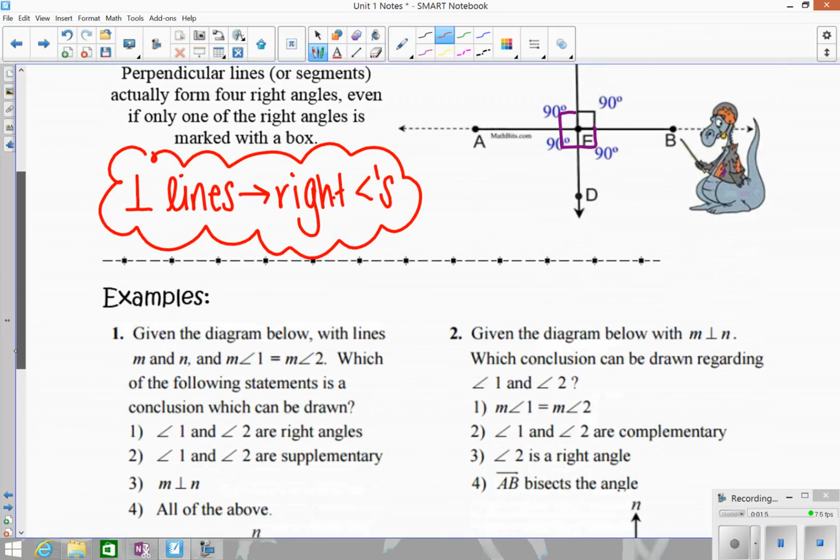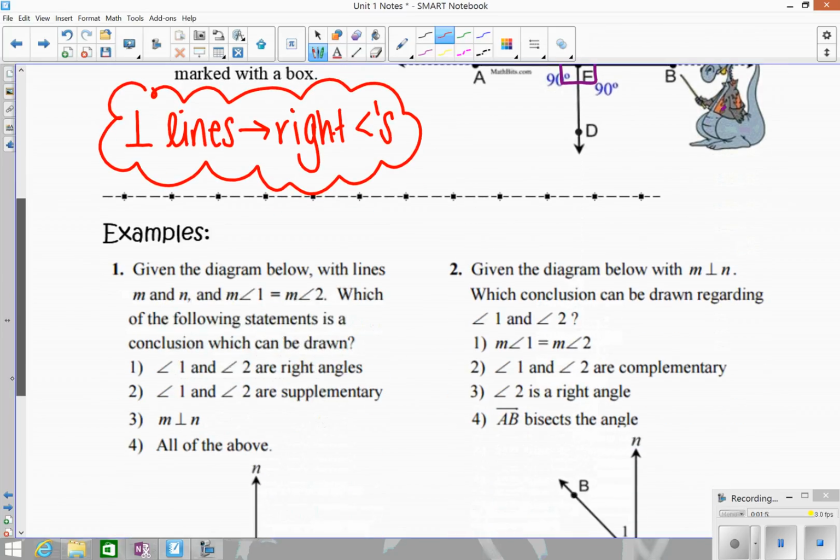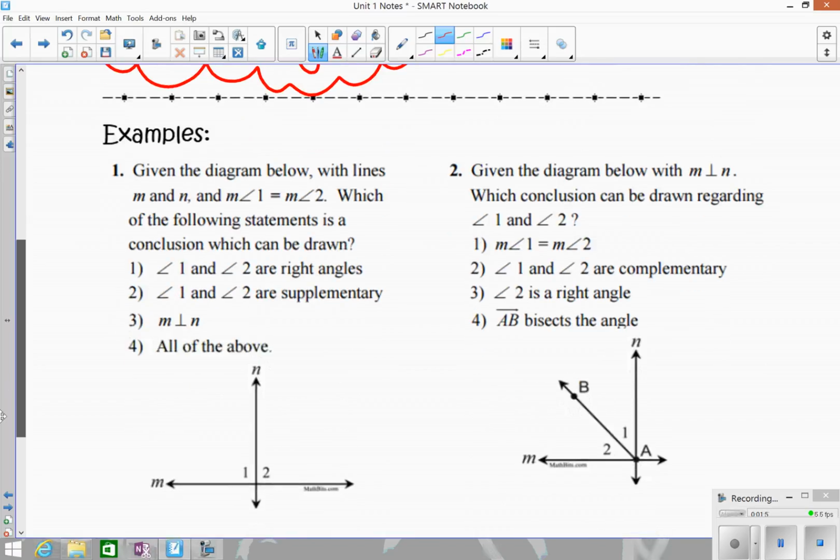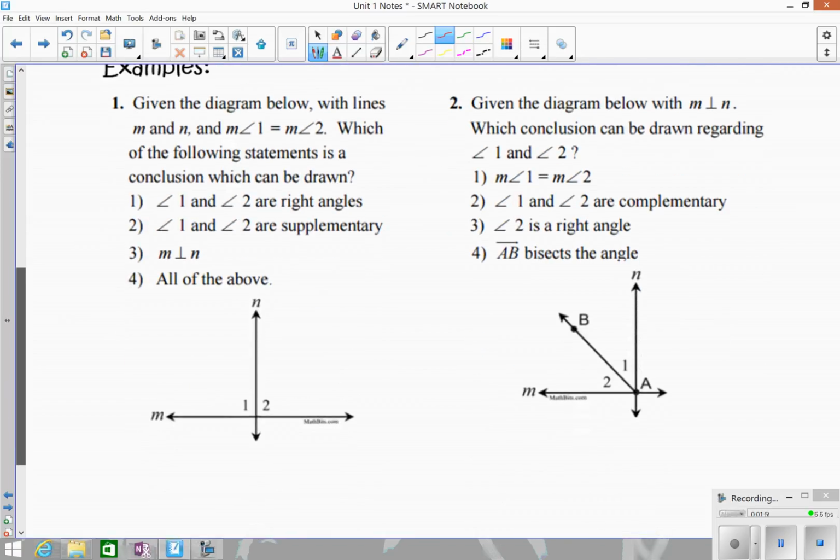So let's look at some different examples here. The first ones are multiple choice, and it's just making some conclusions. We're given this diagram below, and it says that angles 1 and 2 are congruent. So I'm going to go ahead and mark those. So these two angles are congruent. Which of the following statements is a conclusion which can be drawn? Angles 1 and 2 are right angles.